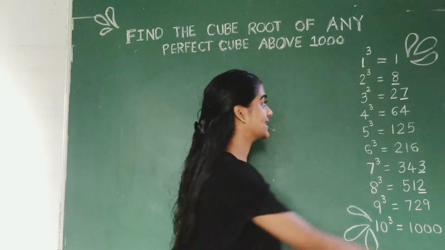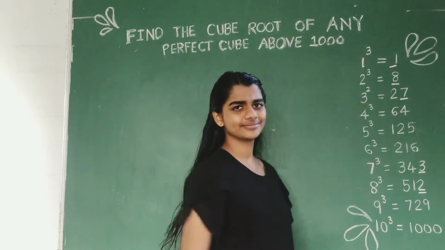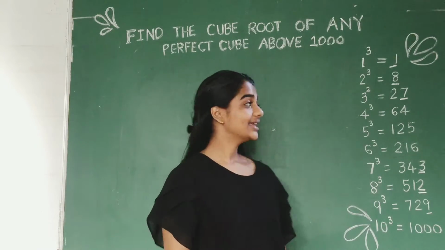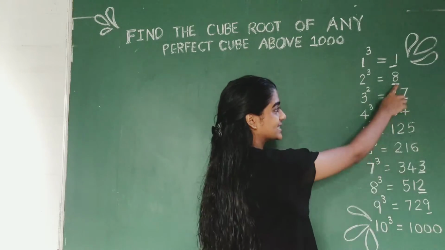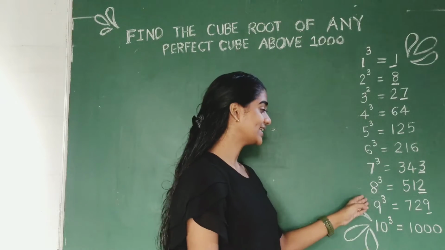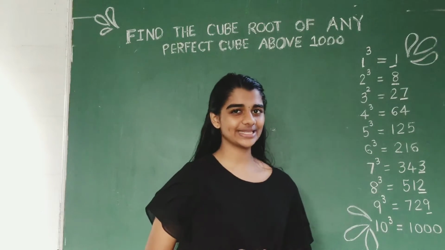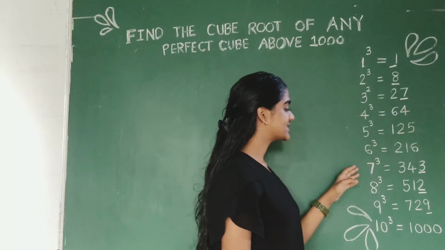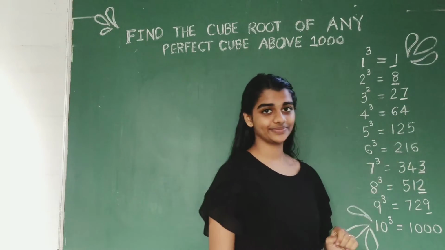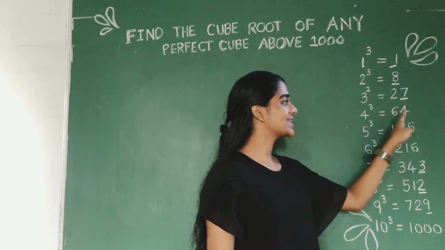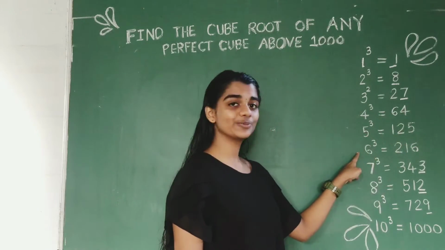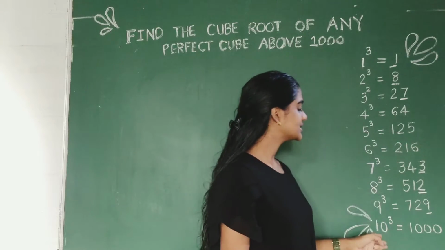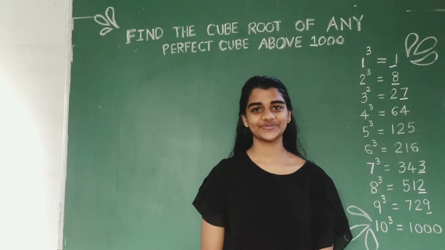Now let's see which digit each cube ends in. 1 cube ends in 1 itself and 9 cube ends in 9. Now 2 cube ends in 8 and 8 cube ends in 2. So this is kind of a pattern, okay? 3 cube ends in 7, 7 cube ends in 3. 4 cube ends in 4 and 6 cube ends in 6. 5 cube ends in 5 and 10 cube ends in 0.